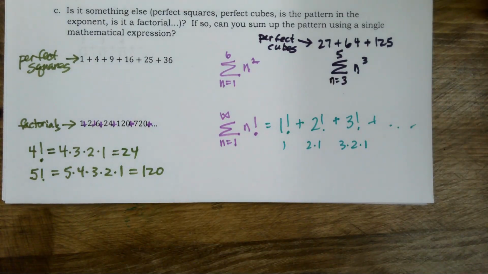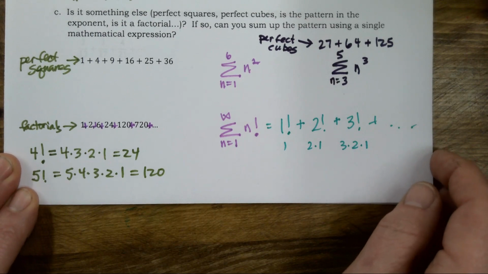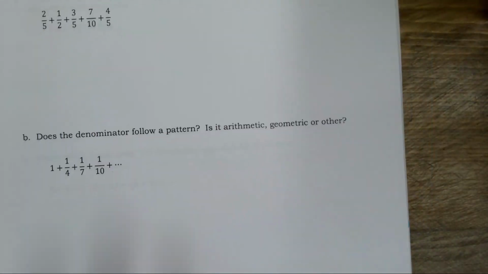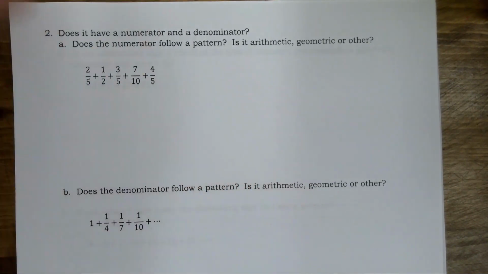So first, check if it's arithmetic. Second, check if it's geometric. Third, check if it's a special pattern. Is it perfect squares? Is it perfect cubes? Does it look like it might be factorials? But we're still not limited to those. And in fact, sometimes we're even going to get things that are messy and hard to see a pattern in them. And we have to adjust it and see if we can make it look like a pattern.